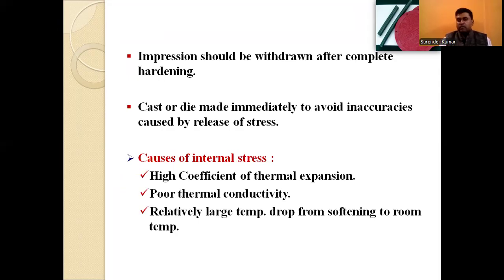Causes of internal stresses. What can be the causes? Number one, the high coefficient of thermal expansion. There is a relative temperature difference drop from the mouth to the room temperature. Now, there can also be poor thermal conductivity and a relatively large temperature drop.